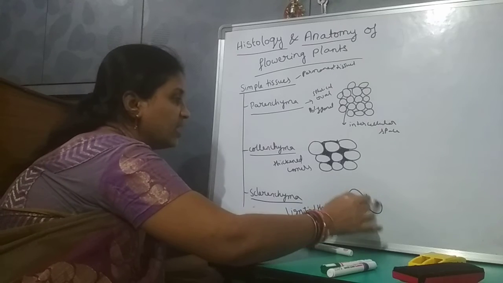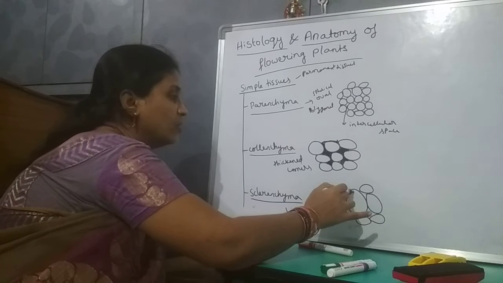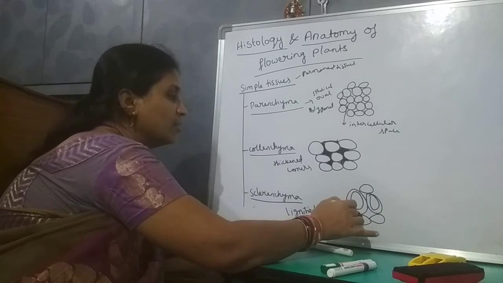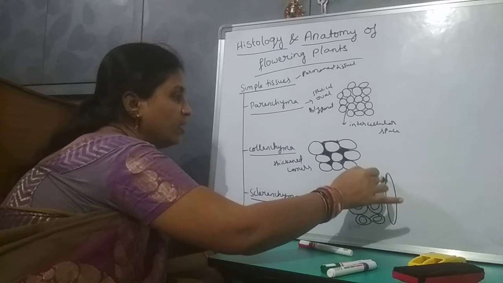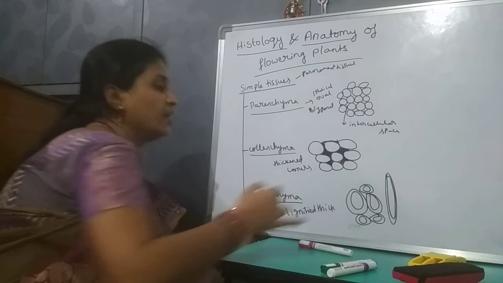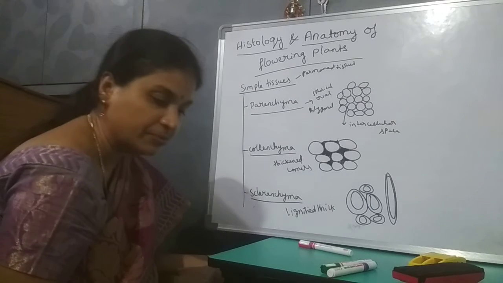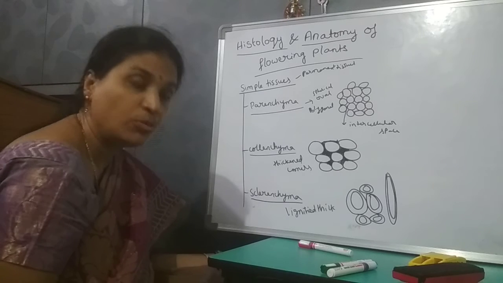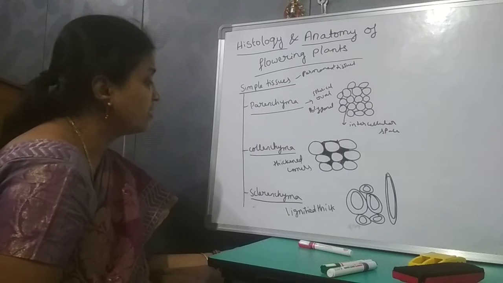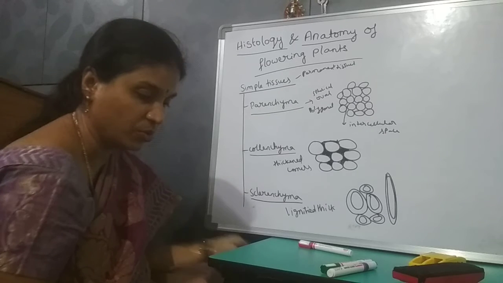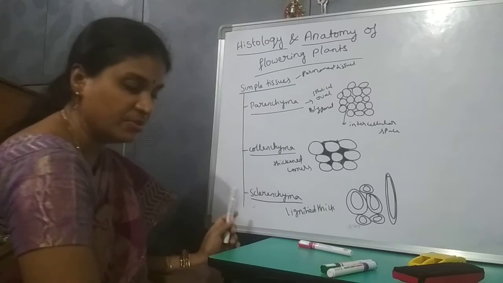For example, if you take one like this, somewhat elongated, we can say. The sclerenchyma is dead. If you take an elongated one, like this, they are dead tissue, without protoplasts. They are elongated, and the sclerenchyma is mainly useful for mechanical support. They may be sclereids and fibers. This is about the simple tissues.